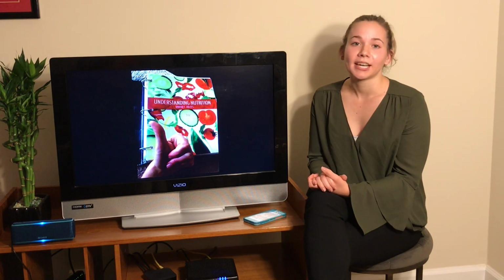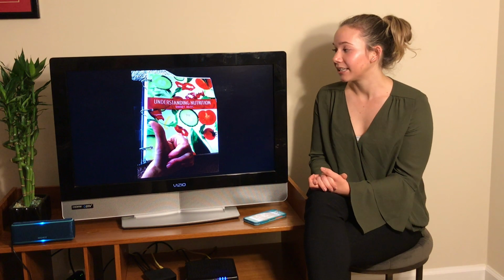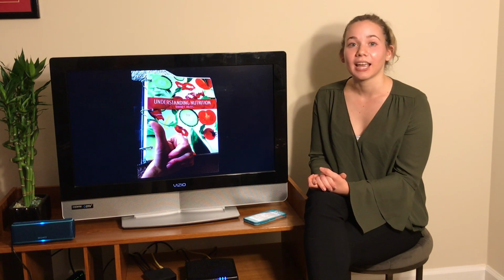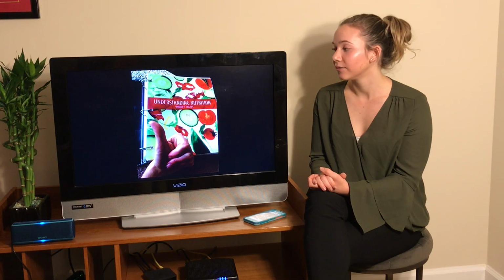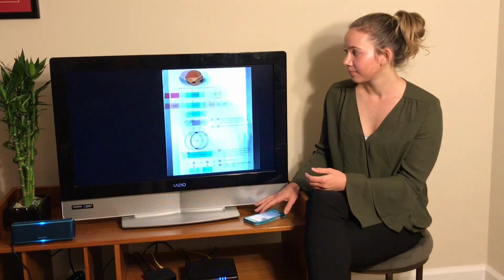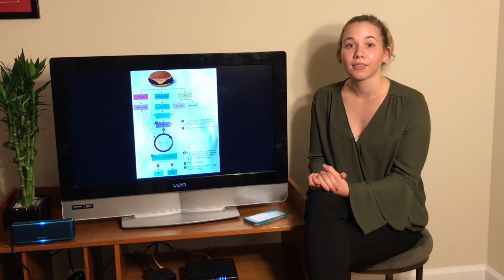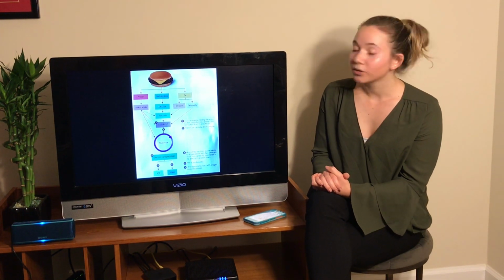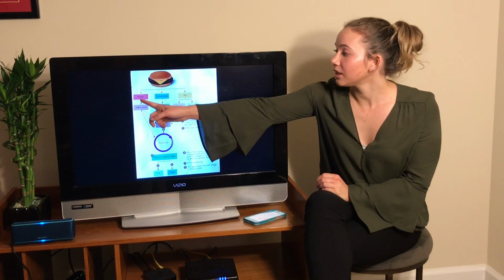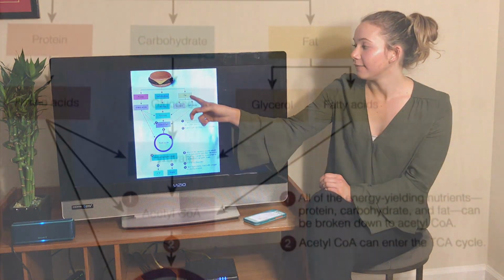And so for this presentation, I'll be using this textbook called Understanding Nutrition by Ellie Whitney and Sharon Rolfs, and this was copyright 2016, so it is relatively updated. And to begin with, we're going to go over the general metabolic pathway. And so we'll start with our macronutrients. We have protein up here, carbohydrates, and fat.